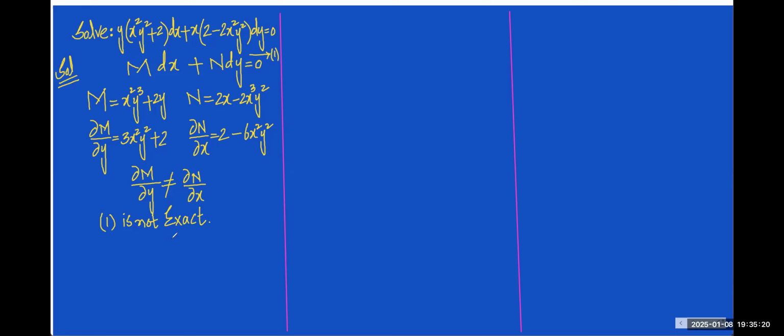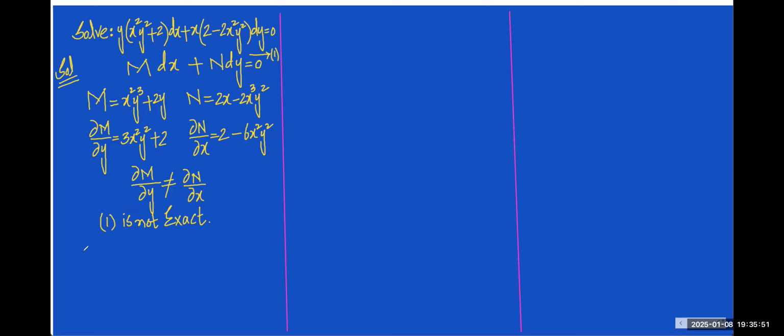So what we have to do? We have to check, immediately go for method 1 and check whether it is homogeneous or not. Homogeneous? x square y power 3 plus 2y, 2y power 1, it's not homogeneous. So immediately second method we are checking whether it is of the form y times f of xy dx plus x times g of xy dy. Yes, it is in second method form.